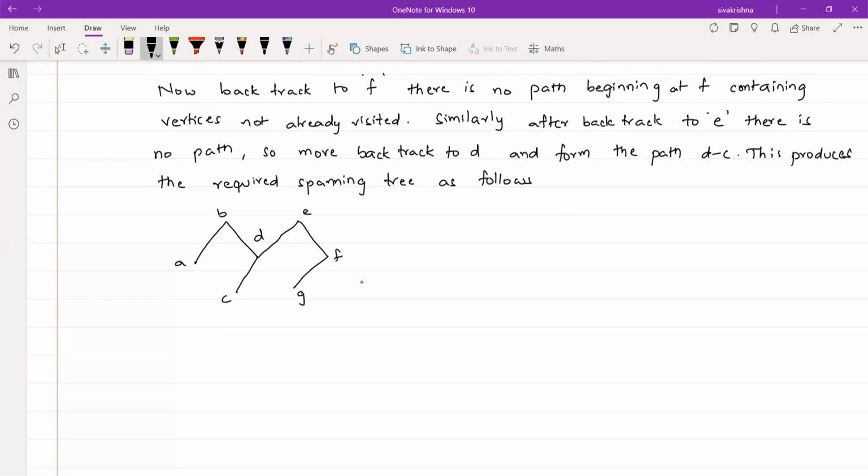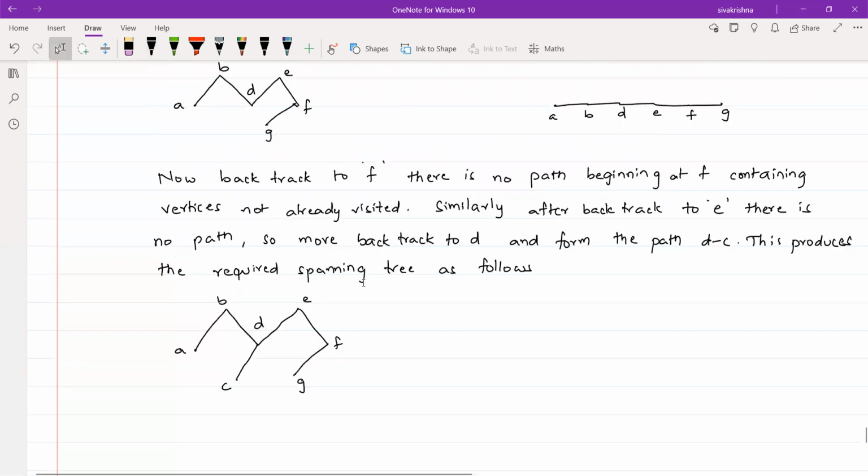Why we are saying this is the required spanning tree means it contains all the vertices of the given graph. Since we are having 7 vertices in this particular graph also, if we are having 7 vertices, the spanning tree should contain 6 edges. If we observe the diagram, clearly we are containing 1, 2, 3, 4, 5 and 6 edges. So this is the required spanning tree. In this way, we can find the spanning tree by using DFS algorithm.